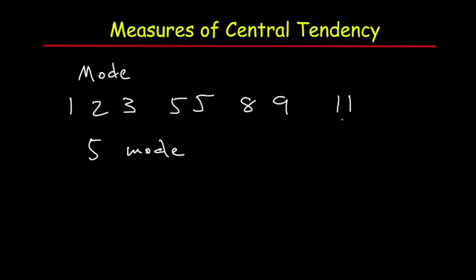If a data set has 2 values that appear the most, so if I add another 9 here, then 5 and 9 are both the mode. And let's say that this data set maybe didn't have this 5, then all of these would not be considered the mode, and this data set would just have no mode.